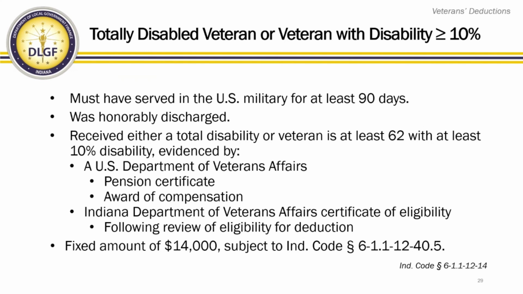Please note, under law, in this case, unlike the other deduction, which allowed evidence shown to include a compensation check by the U.S. DVA, this deduction, the law does not include that specific document as evidence, but the other ones are still included. The amount of this deduction is $14,000, again, subject to that mobile home adjustment. Next.